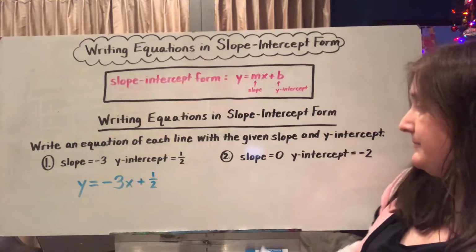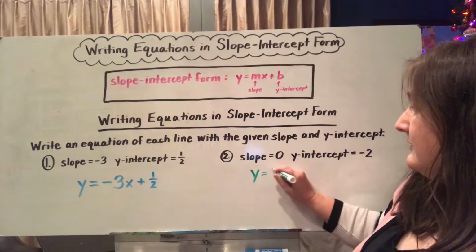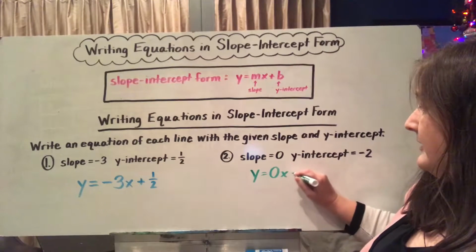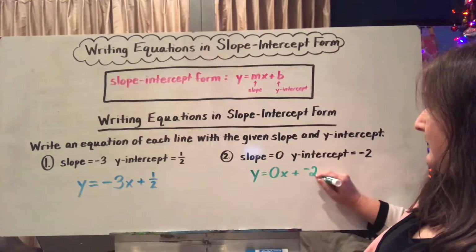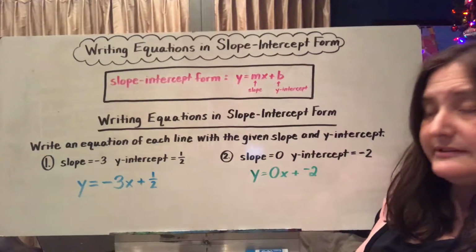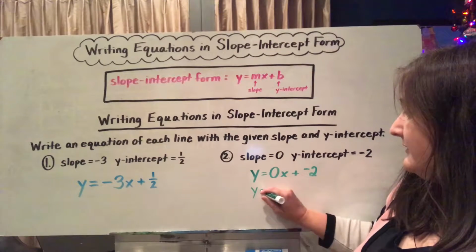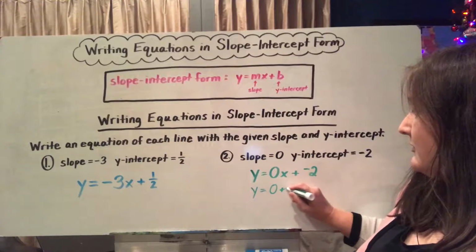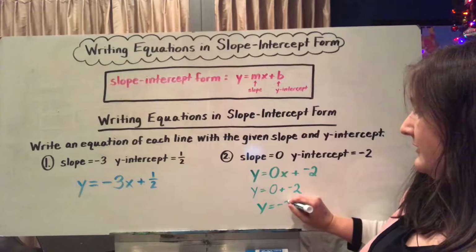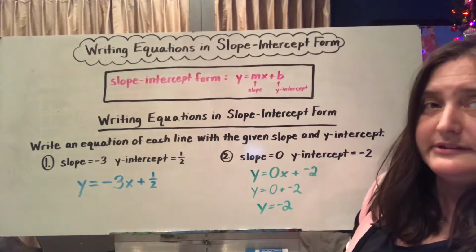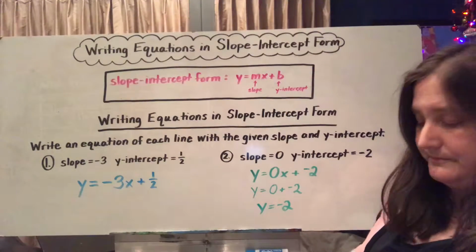There's no simplifying to be done. Let's try another one. So in place of my m, I'm putting in 0. 0 is my slope. And in place of b, I'm putting in -2, my y-intercept. Now in this case, 0 times x is just going to give us 0. And 0 plus -2 is just going to give us y equals -2. So this time, my equation is y equals -2.